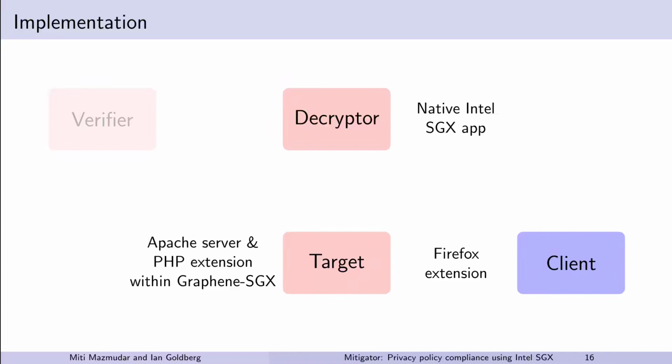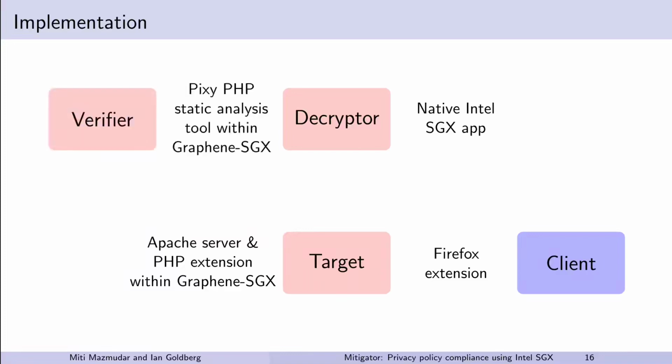Our target website includes a PHP form page that simply echoes back the supplied fields. The target enclave consists of an Apache web server, including the PHP source code files and a PHP extension to perform attestation. The server, PHP engine, and extension are all run within a Graphene SGX enclave.